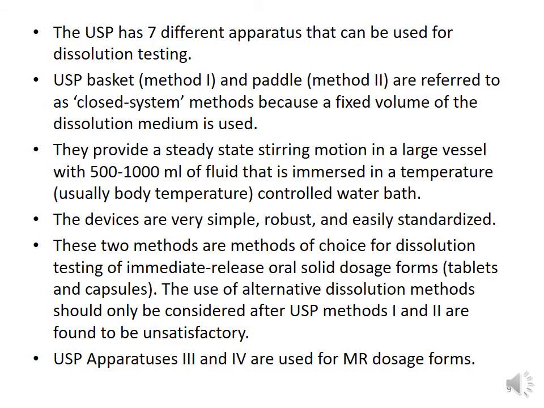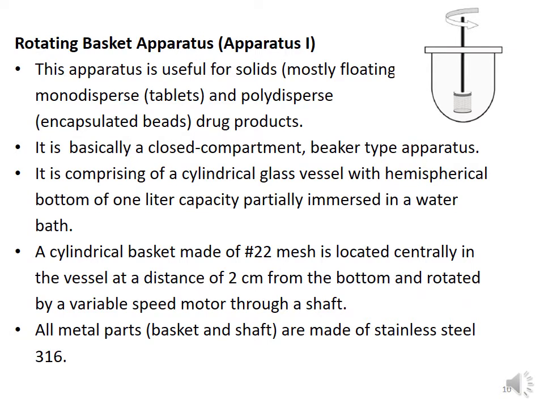Rotating basket apparatus, apparatus 1. This is apparatus 1, the rotating basket apparatus. The apparatus is useful for solids, mostly floating, monodisperse tablets and polydisperse drug products. It is basically a closed compartment, beaker type. This is a beaker type apparatus.